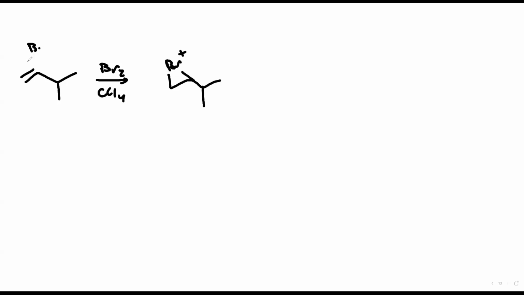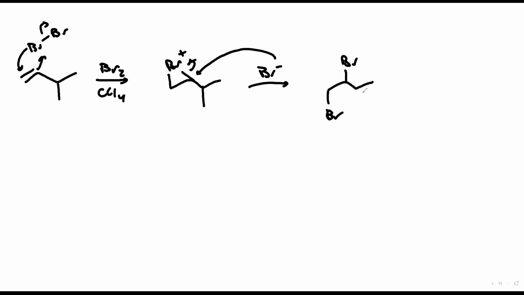So again, same idea, right? Attack, be attacked, and lose some leaving group. Wow, Br is a leaving group. Who would have guessed, right? I'll form this triangle here, and then something in solution can crack this open, right? Again, on that more substituted position. So I get this here. So I get a dibromination.